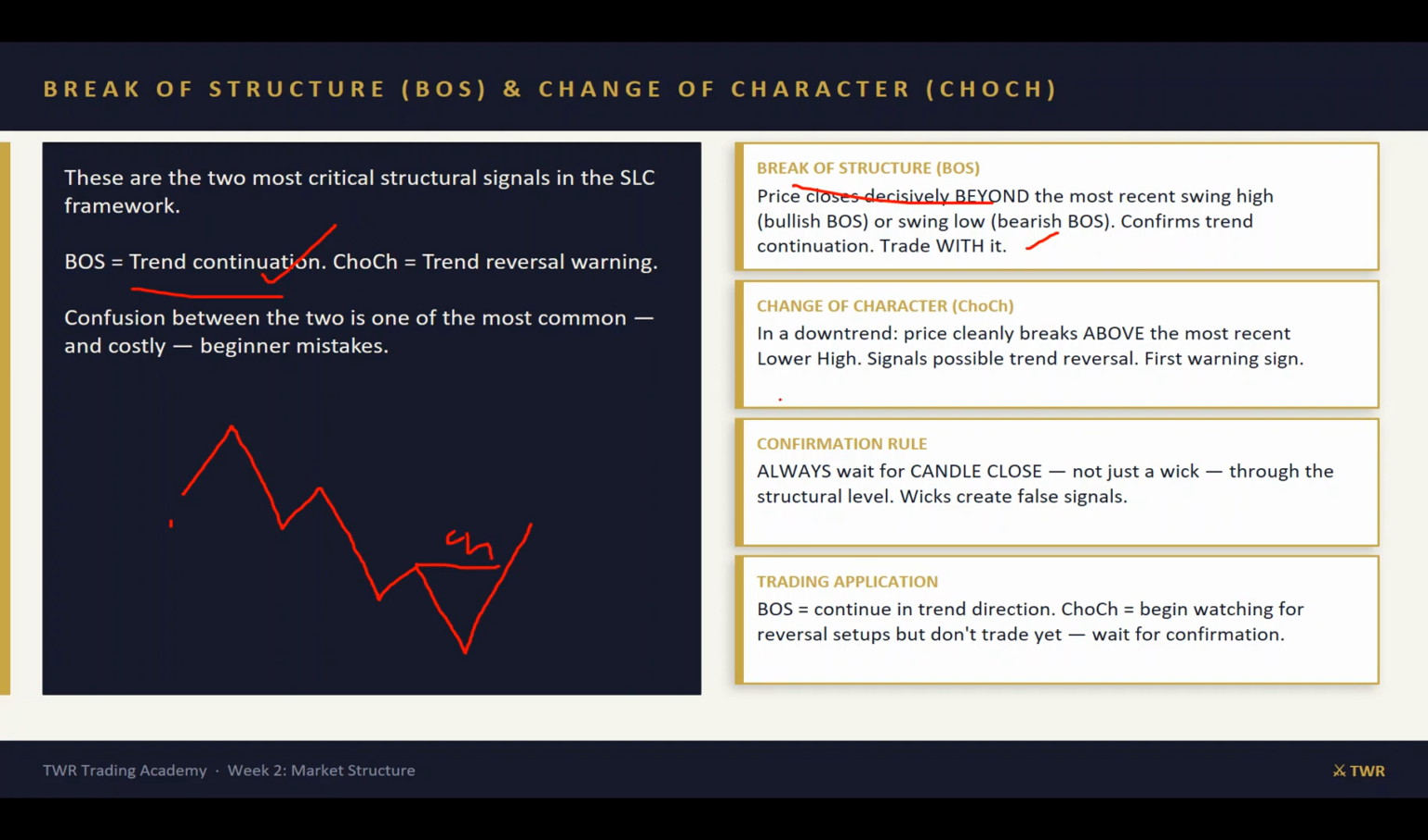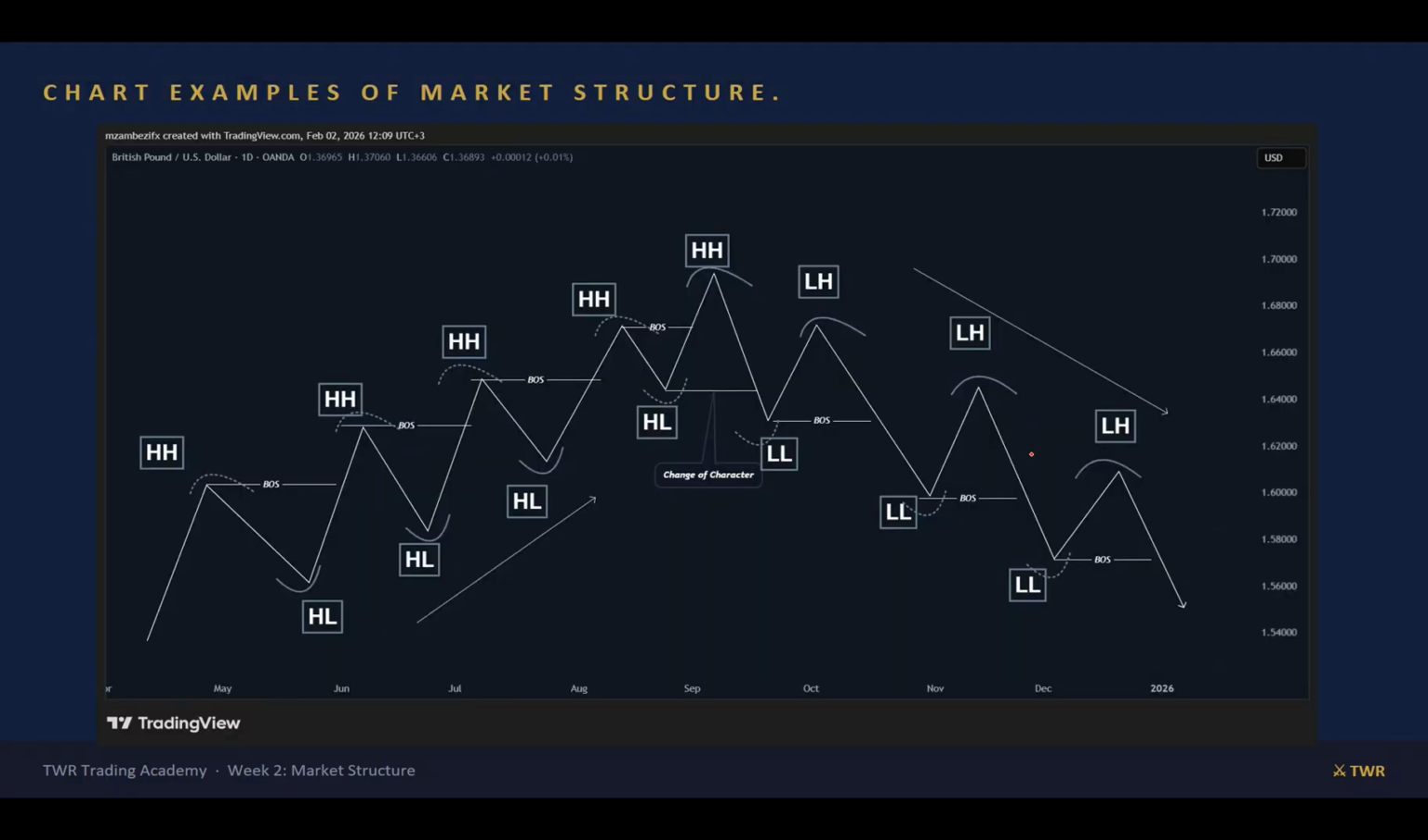Then the confirmation rule: always wait for a candle close, not just a wick through the structural level. A wick creates a false signal. Trading application: BOS signifies continuation in trend direction. With a change of character, begin watching for reversal setups, but don't trade yet, wait for confirmation. Now let me show you.